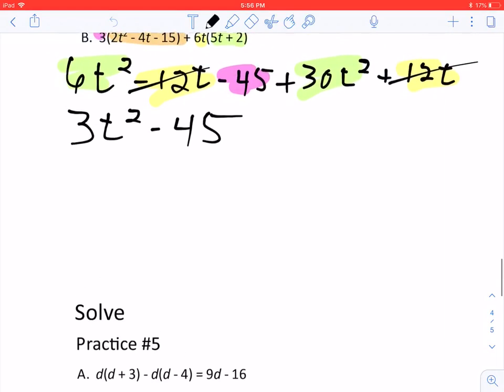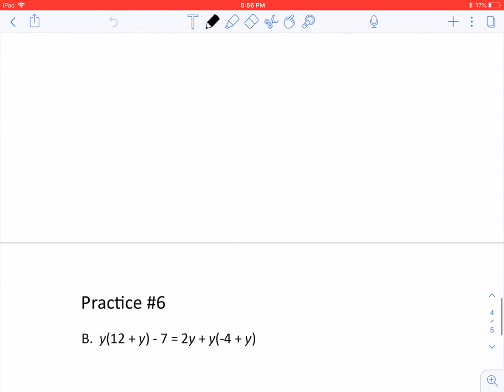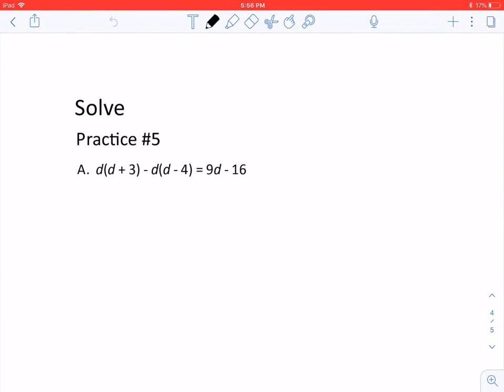Today I am going to go over the last couple of problems that we have from our Chapter 8 Section 2 notes packet. And these involve solving these pretty expansive algebraic equations. So let's get started. It says solve. This is practice number 5, part A. We need to solve this expression right here.